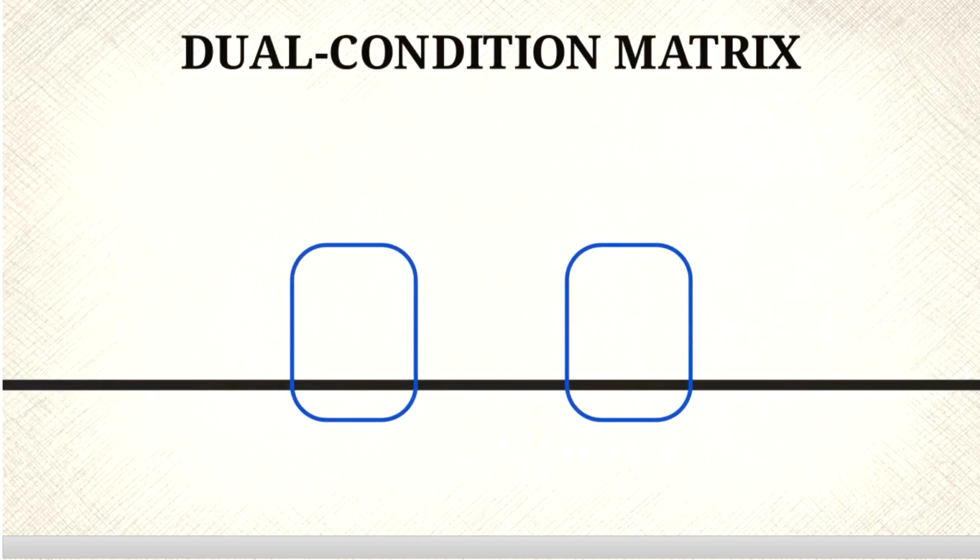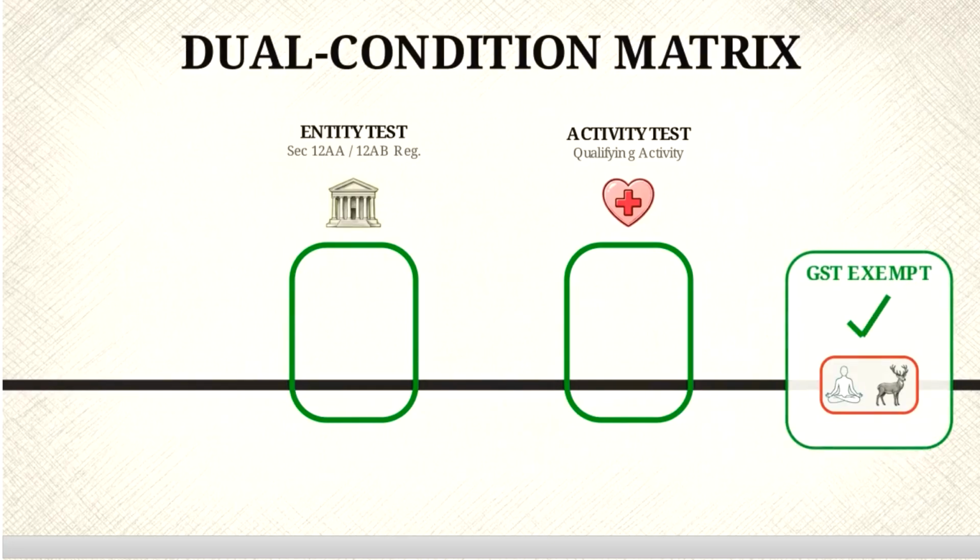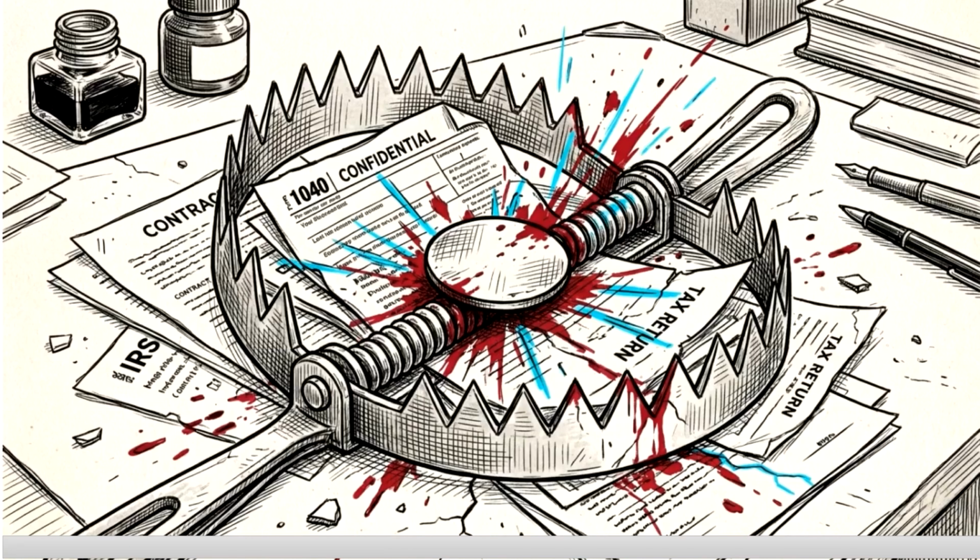Charitable trusts must pass two distinct tests simultaneously to claim an exemption. First, the entity test. They must be registered under Section 12AA or 12AB of the Income Tax Act. Second, the activity test. They must perform a qualifying charitable activity. Activities like the Bhavya Jyoti Foundation's yoga camps or the preservation of wildlife easily clear both checkpoints. The trap lies in activities that look charitable on the surface but fail the statutory definition.